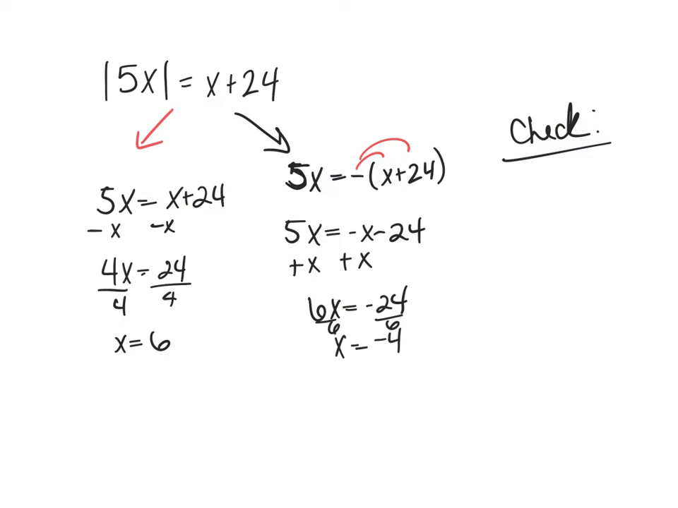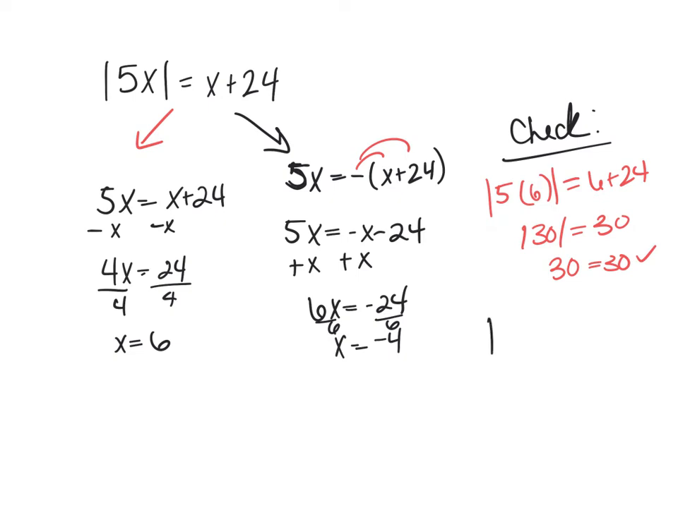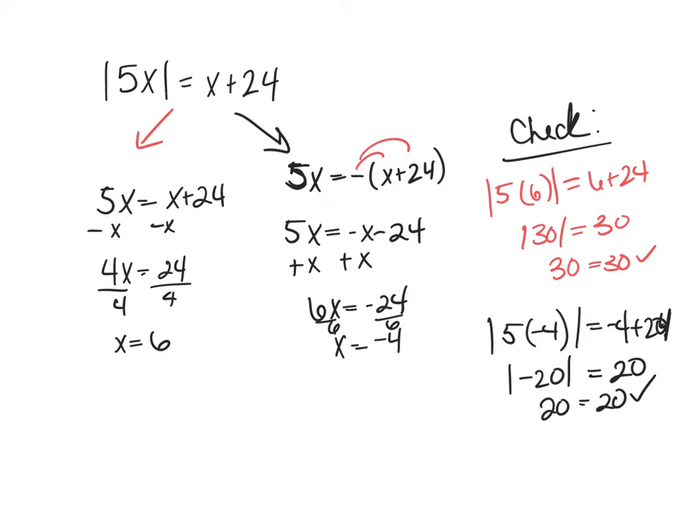Okay, I have variables on both sides, so I need to check. 5 times x: the absolute value of 5 times 6 equals 6 plus 24. That's the absolute value of 30 equals 30, and 30 equals 30. That works. And then we have the absolute value of 5 times negative 4 equals negative 4 plus 24. That's the absolute value of negative 20 equals 20, and 20 equals 20. So both answers are correct. And if it's a multiple answer, you need to select them both, not just one of them.